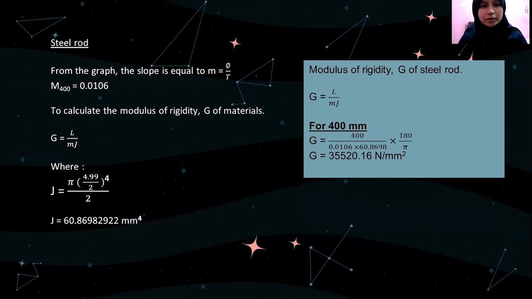Okay, so next is for the steel rod. From the graph, the slope is M equals angle of twist divided by torque, and the gradient for 400 is equal to 0.0106. So the J that we got here is 60.86982922 millimeter to the power of 4, and hence the modulus of rigidity for 400 millimeter is 35520.16 Newton per millimeter square.